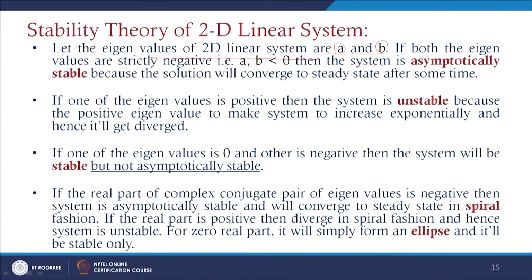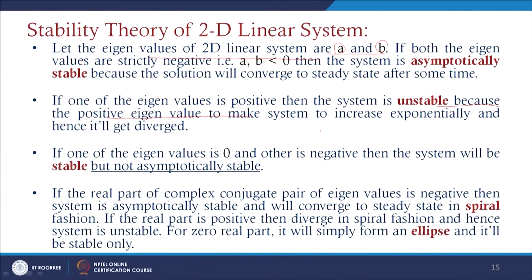And if one of the eigenvalues is positive, then the system is unstable, because the positive eigenvalue will make the system increase exponentially, and hence it will diverge. And if one of the eigenvalues is 0 and the other is negative, then the system is stable, but not asymptotically stable, since in the asymptotically stable sense it takes some time to come towards the point of stability.